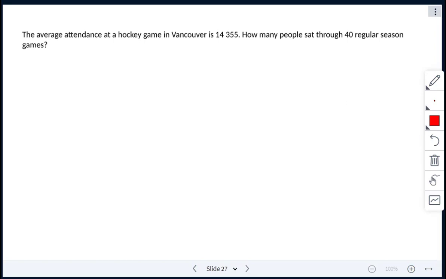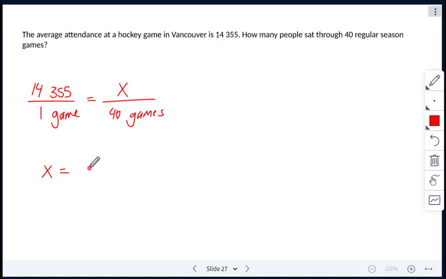All right, let's try another one here. The average attendance at a hockey game in Vancouver is 14,355. How many people sat through 40 regular season games? So we can set this up again as a ratio. 14,355 people in one game. And then how many people would that be in 40 games? All right, so we would just cross multiply this number by this number, divide by the 1, which gives us 574,200 fans.